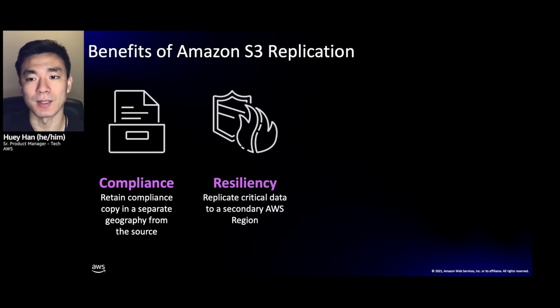Second use case is resiliency. So you can use S3 replication to maintain a secondary copy of your critical data in a region different from your primary AWS region in case of failure with your primary region.